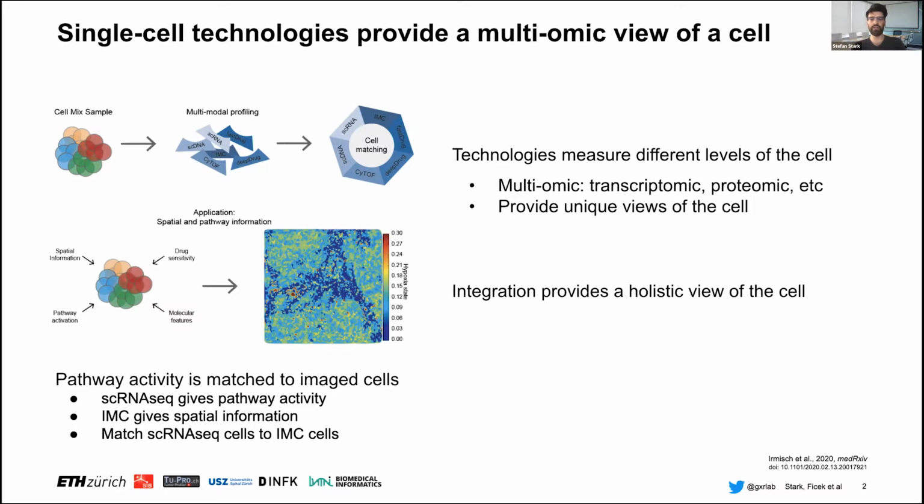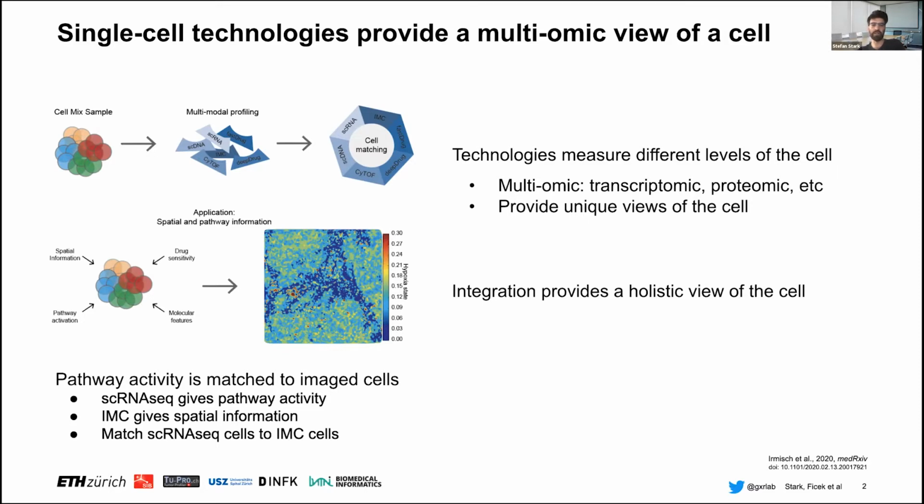So you could consider an experiment, for example, where you profile cells using both single-cell RNA-seq and IMC technologies. So the RNA-seq technology measures the gene expression within a cell across thousands of genes. And you can use this information to study some complex underlying mechanism, such as pathway activity.